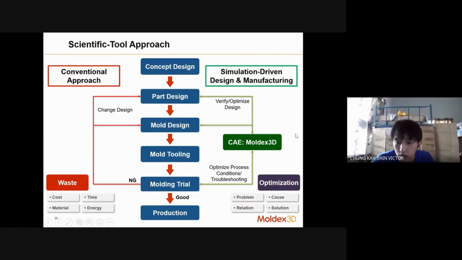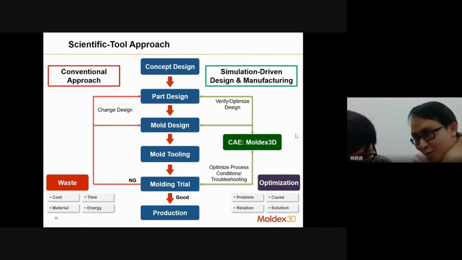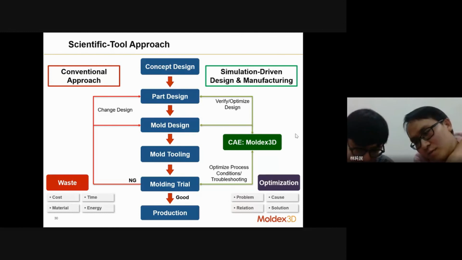All right. Another question here. Since injection molding is always compared with 3D printing, will you consider the 3D printing field as well? Good question. As per my understanding, our R&D is now developing towards that direction. So in the future, maybe we will also develop 3D printing simulation.